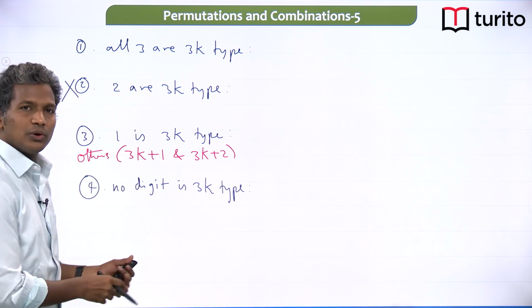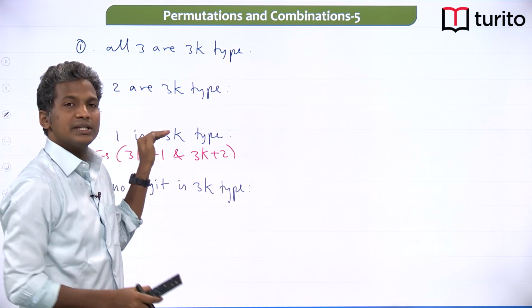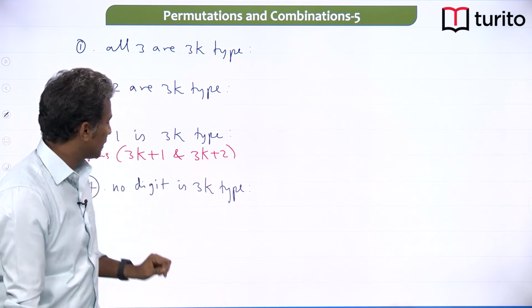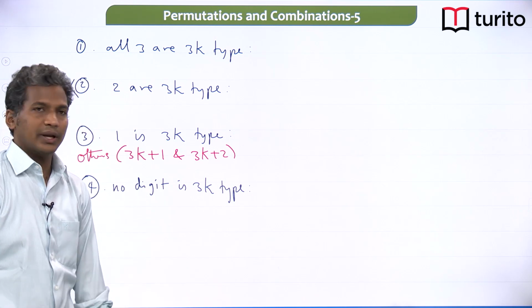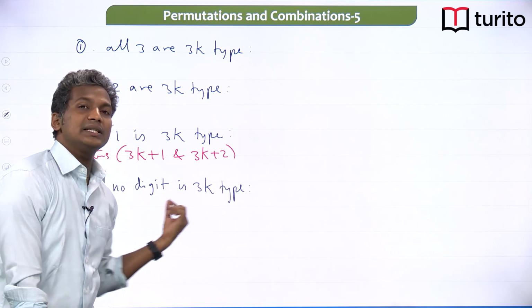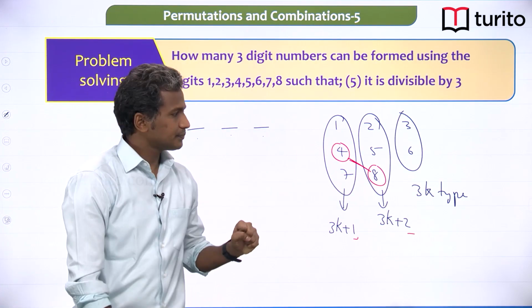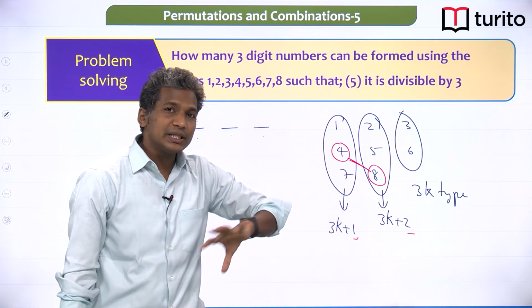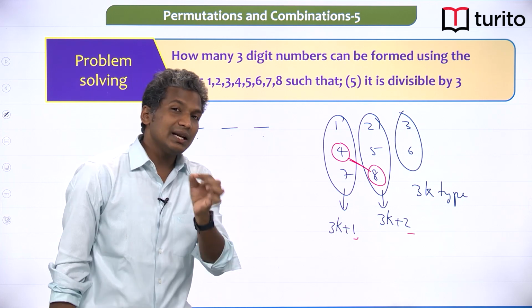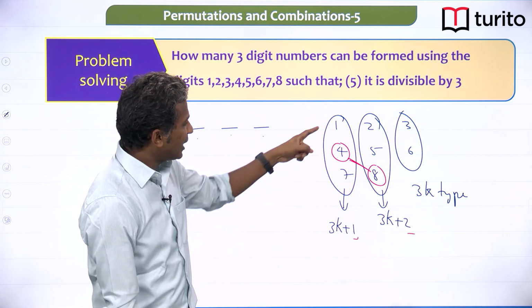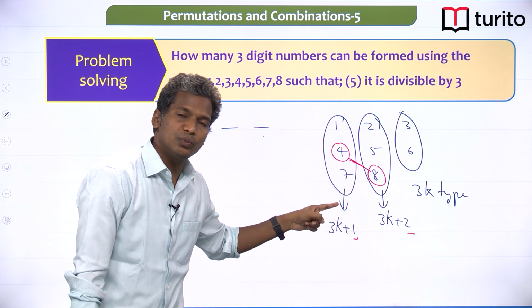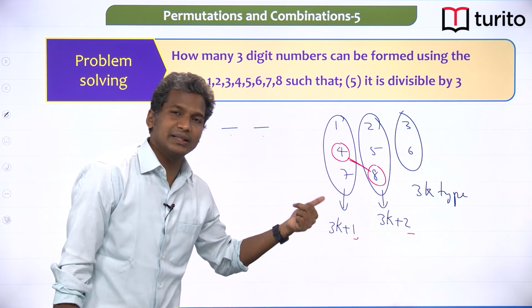Okay. Others must follow this pattern when one number is already divisible by 3, right. Now let us go for the fourth case. If no digit is 3k type, then again let us explore based on this grouping. So if no digit is divisible by 3, there is still one possibility that if I take all 3 from the same group, then the number is divisible by 3, right.